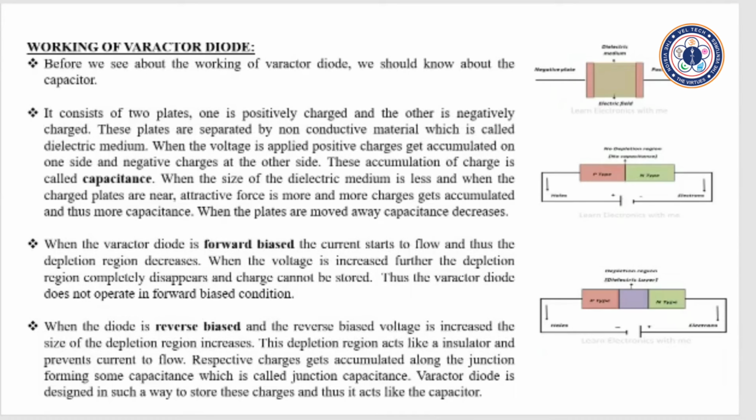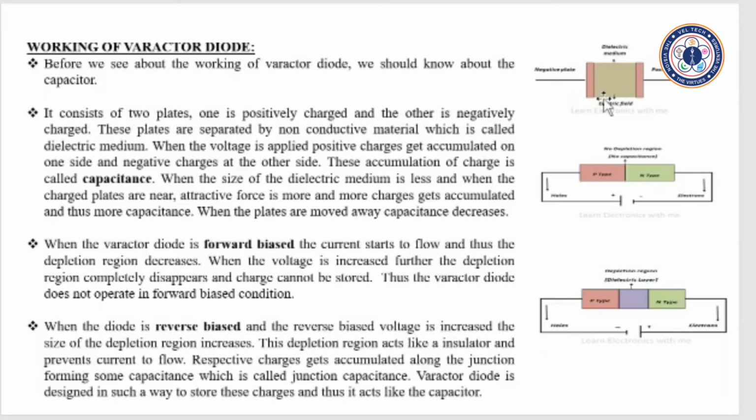Working of varactor diode. Before we learn about the working of varactor diode, we should know about the capacitor. What is a capacitor and how does it work? The capacitor consists of two plates. Here see, this pink color is a plate; one is positively charged and the other one is negatively charged. And the plates are separated by the non-conductive material called dielectric medium. When I give the voltage, the positive charge gets accumulated on one side and the negative charge gets accumulated on the other side. This accumulation of charge is called capacitance.